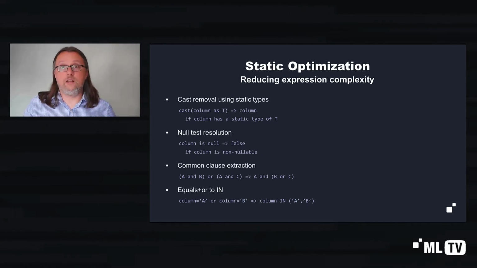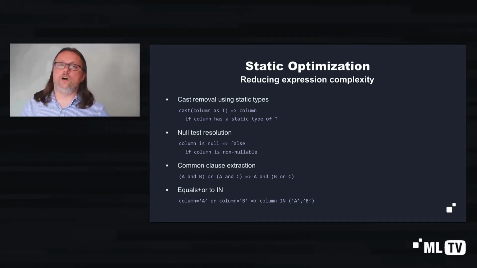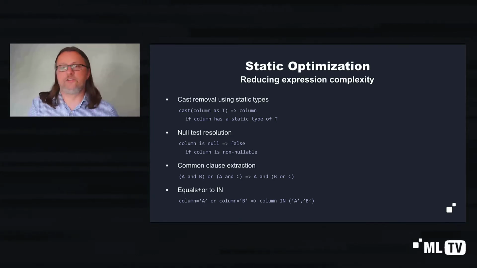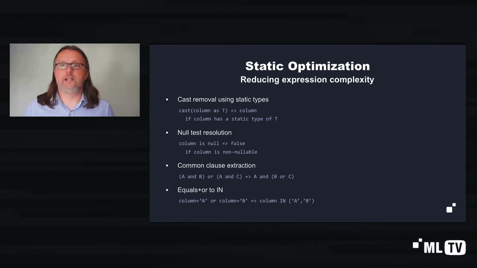And the final type of optimization we do here is if you have column equals A or column equals B. Again, the or is a problem. We can't push that down and we can't split the clauses on it, but we can turn that particular formulation into column in A comma B. And so we do that in order to be able to push the in down to the indexes.